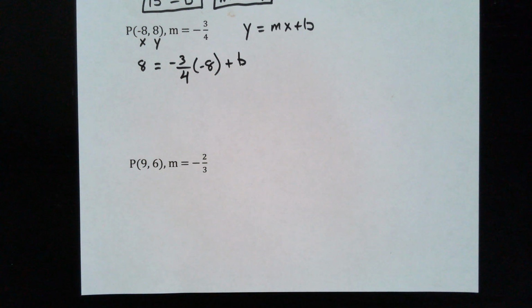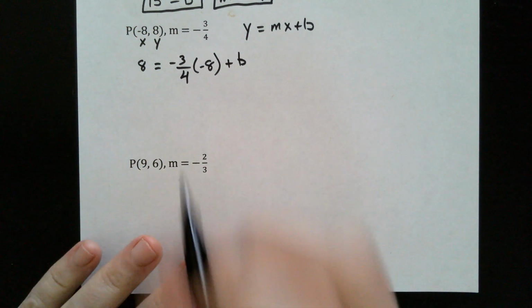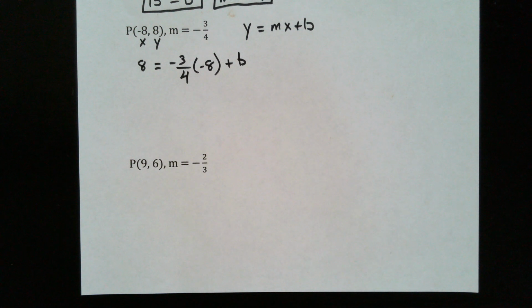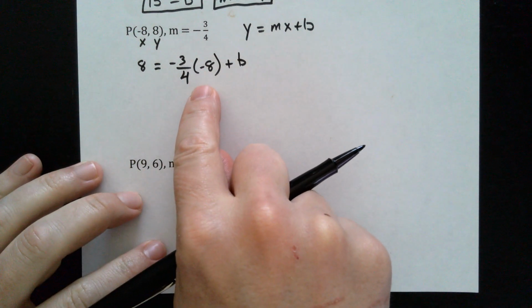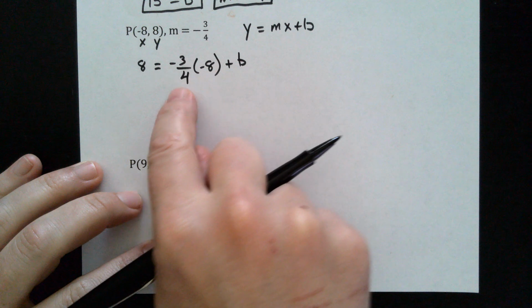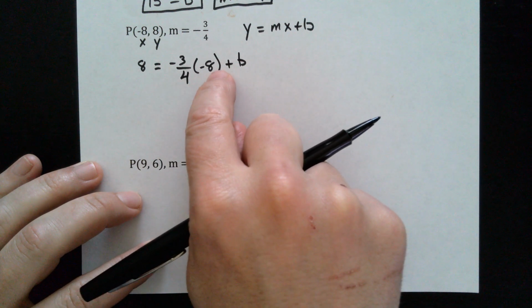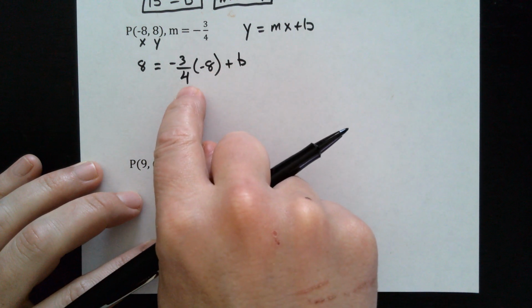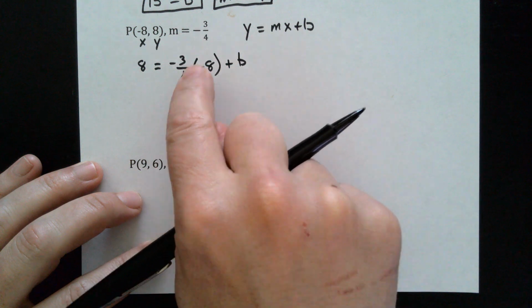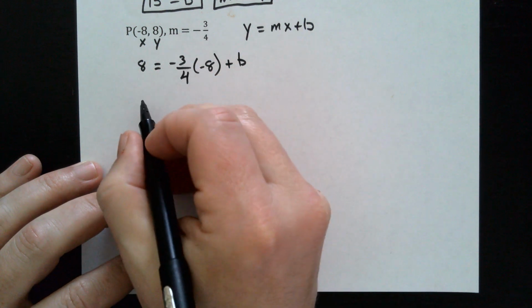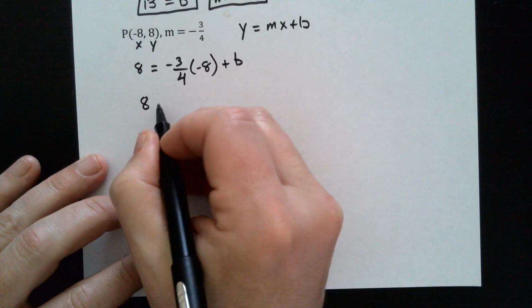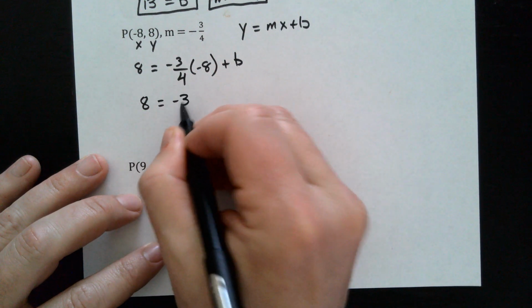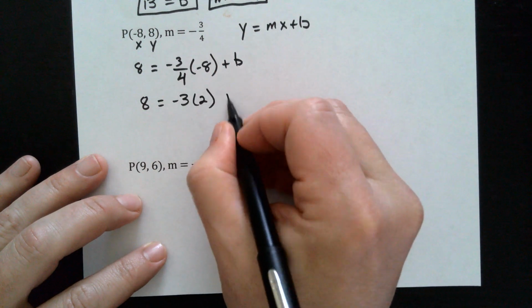So what is -3/4 times -8? Well, first of all, negative times a negative is a positive, right? So we know the answer will be positive. We also can do some quick simplification here. So 8 is multiplying, 4 is dividing. So 8 divided by 4 is 2. So this becomes 8 is equal to 3 times 2 plus b.